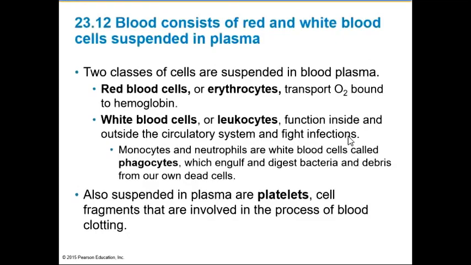Two groups of cells: red blood cells, or erythrocytes, transport oxygen. White blood cells, leukocytes, fight infection. And there are variations of about 5 different types of leukocytes. Phagocytes eat bacteria, and platelets, or thrombocytes, are cellular fragments which play a big role in blood clotting.